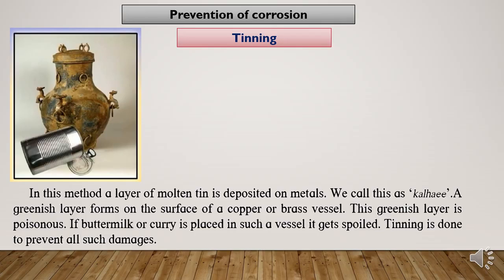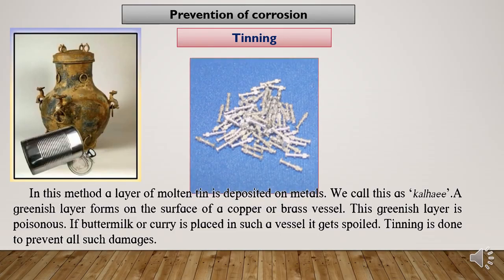A greenish layer forms on the surface of copper or brass vessels. In our homes we have copper and brass pots and pitchers, and on top of them a green colored layer forms. To remove it and to protect the vessel, molten tin, which is a metal, is coated over it. So this greenish layer is poisonous. If buttermilk or curry is placed in such a vessel, it gets spoiled. So tinning is done to prevent all such damages. All right.